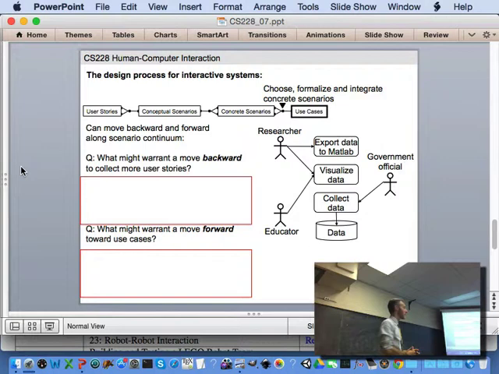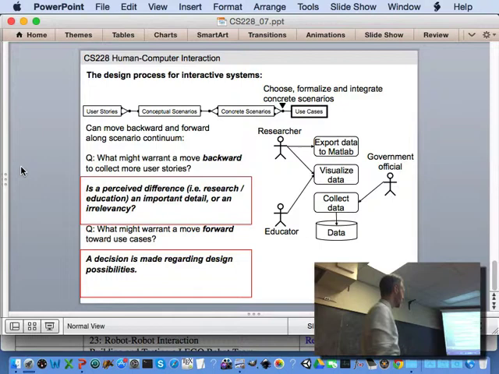Are we going to have two different versions of our interface, one for scientists and one for educators? Or maybe they're going to use our system for basically the same thing. The scientist is going to use it to get a general picture of what's going on, and then she's still going to go back to her research journals for the actual hard data, right? Maybe the fact that one is a scientist and one is an educator doesn't matter. As you saw when we started talking about these user stories, it's hard to know once you get going, right? So you might have to readdress some of the assumptions you made about important or unimportant differences in your user population. Okay. So is a perceived difference, for example, researcher versus educator, an important detail, or is it irrelevancy, or vice versa?